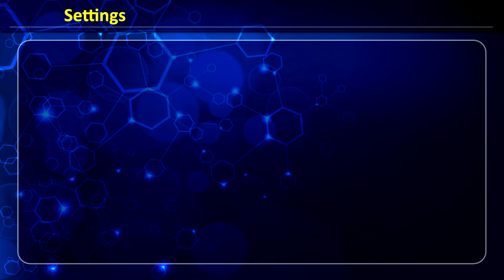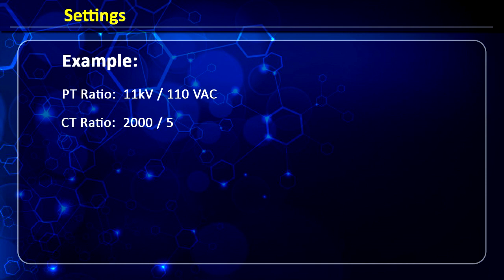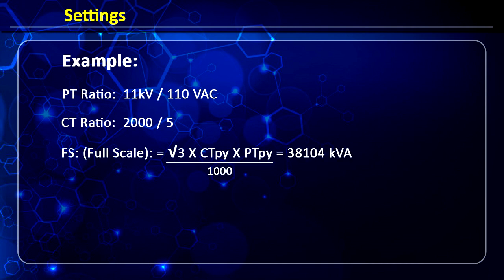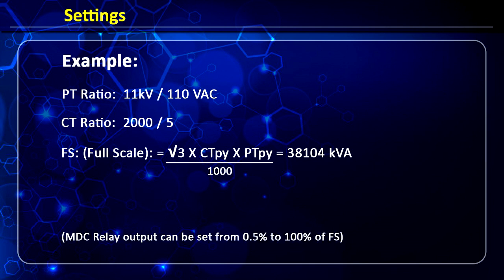For this particular video, we will take examples like we have PT ratio of 11 kV by 110, CT ratio of 2000 by 5, and while programming this in the internal algorithm of the meter, we have ensured that full scale value, that is √3 of CT primary into PT primary divided by 1000, is the maximum value at which the MD controller can be programmed. So the relay outputs can be set from 0.5% to 100% of full scale.